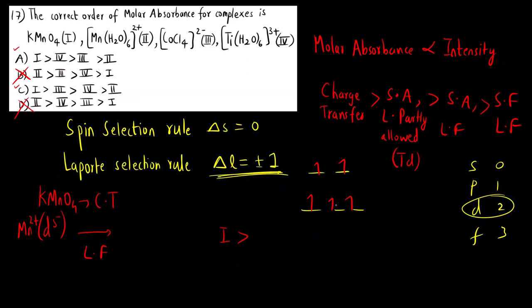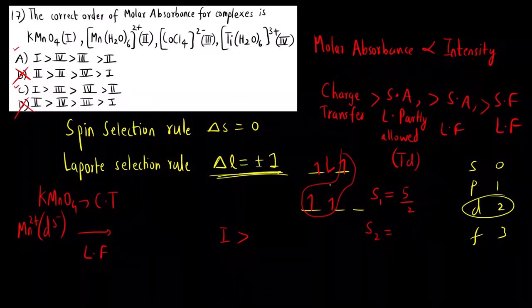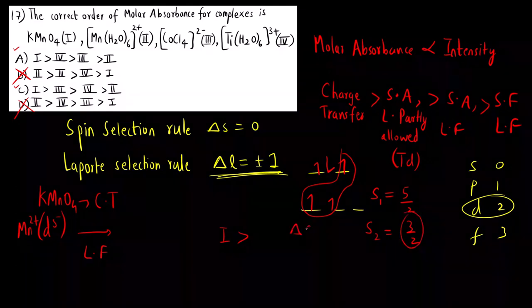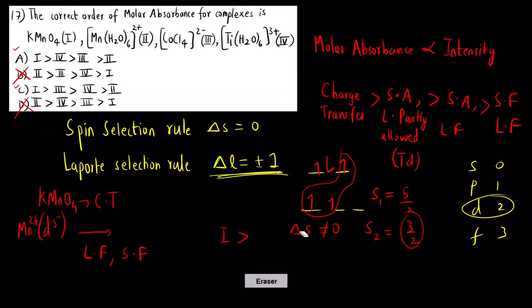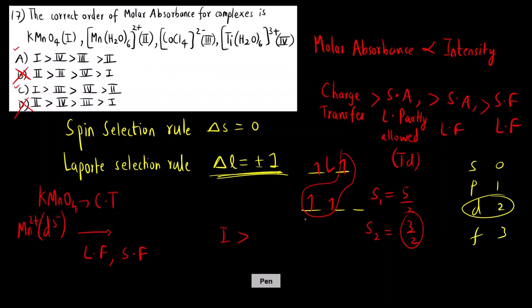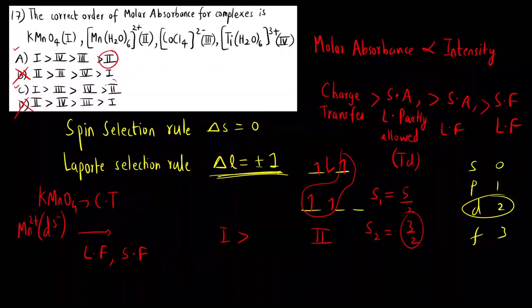Now let us see for spin. Here if we see, total spin is how much? 5 unpaired electrons. So 5 into half is 5 by 2. Let's say this is S1. Final spin will be, suppose I move this electron here, now there are only 3 unpaired electrons, so this will be 3 by 2. So final is 3 by 2. So spin is changed. So delta S is not equal to 0. So this is Laporte forbidden, spin forbidden. So this will be least. Okay, Mn2+ will be least. So where is 2 last? Here 2 is last and here 2 is last.